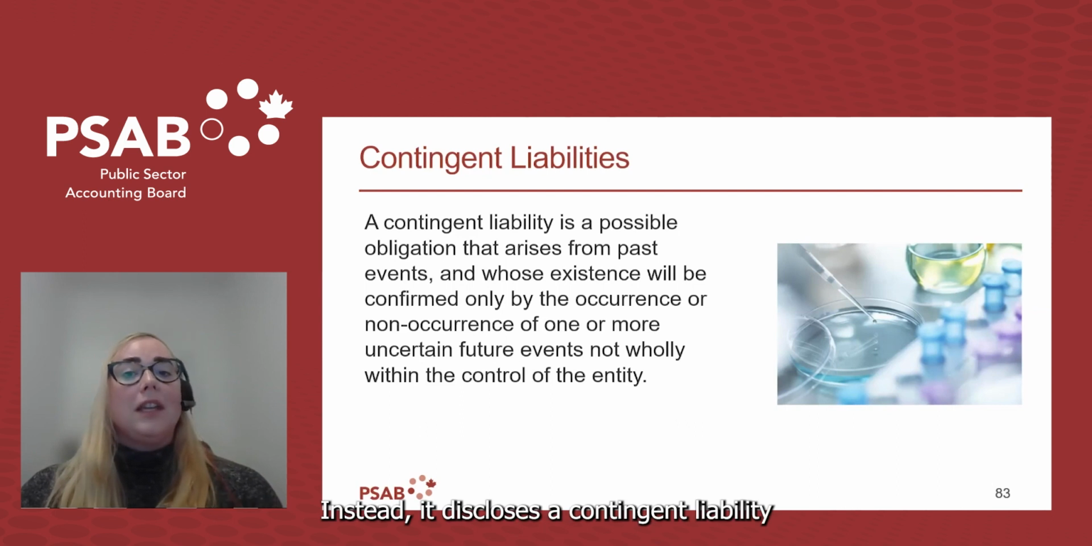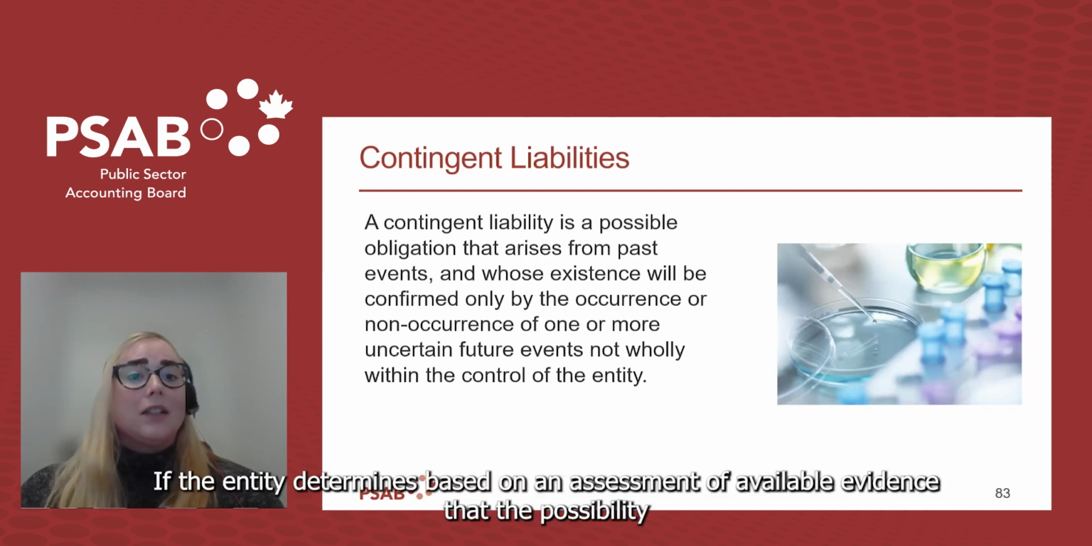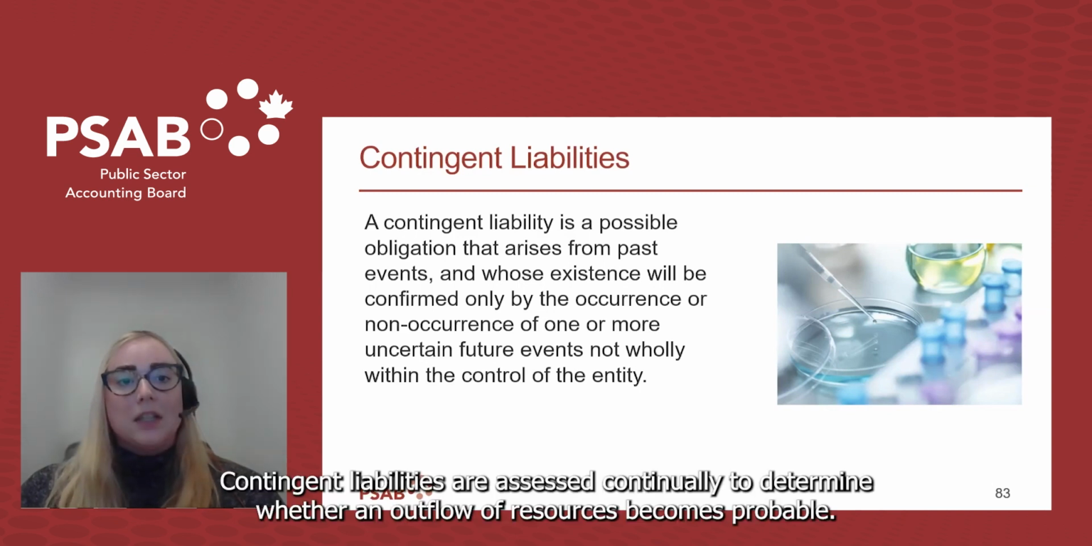Instead, it discloses a contingent liability unless the possibility of an outflow of resources embodying economic benefits or service potential is remote. If the entity determines, based on an assessment of available evidence, that the possibility of an outflow of resources is remote, it does not disclose the possible obligation. Contingent liabilities are assessed continually to determine whether an outflow of resources becomes probable.